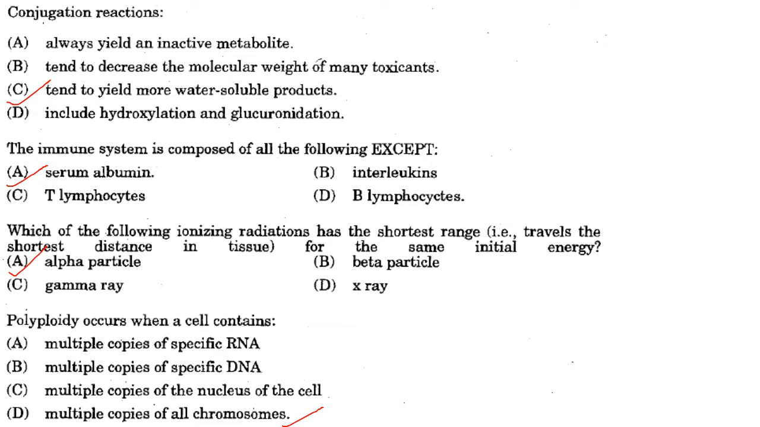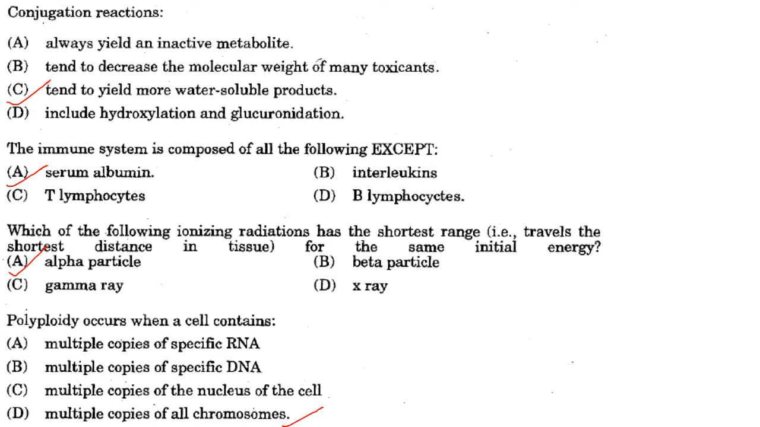The immune system is composed of all of the following except serum albumin, interleukins, T lymphocytes, B lymphocytes. So the answer is option A, serum albumin. Which of the following ionizing radiation has the shortest range? That is, travels the shortest distance in tissue for the same initial energy. So the answer is alpha particle, option A.